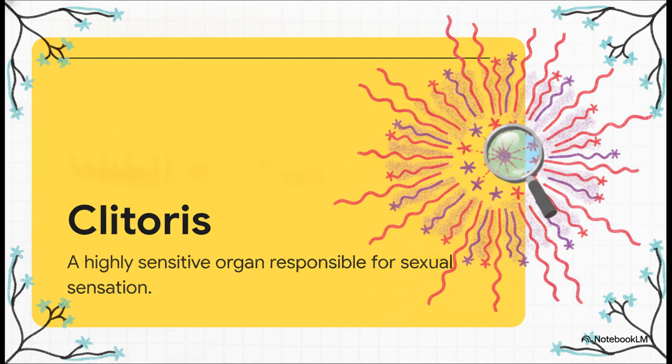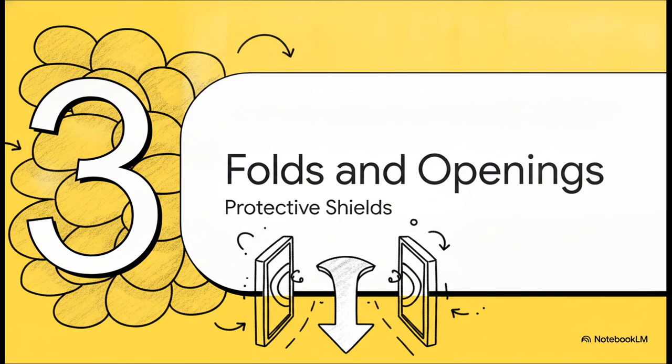Now, this is a highly sensitive organ, and its primary role is being responsible for sexual sensation. For your revision notes, make absolutely sure you clearly categorize these structures by their function. So while the mons pubis we just looked at is protective, the clitoris is distinctly sensory. Okay, Section 3, folds and openings, looking at our protective shields.